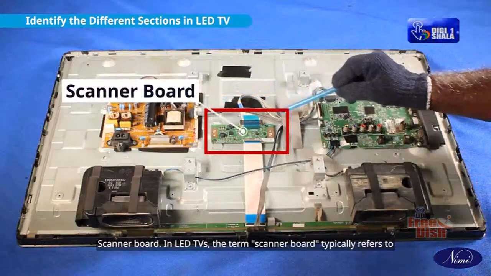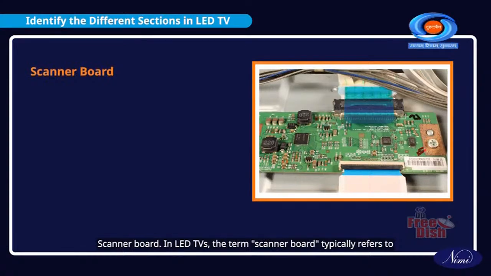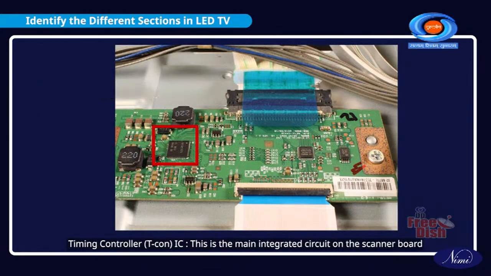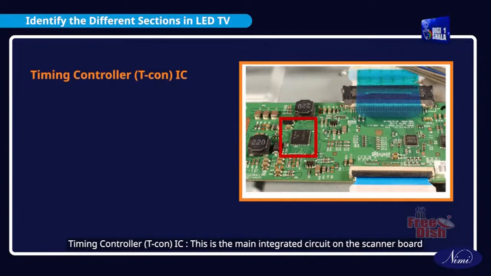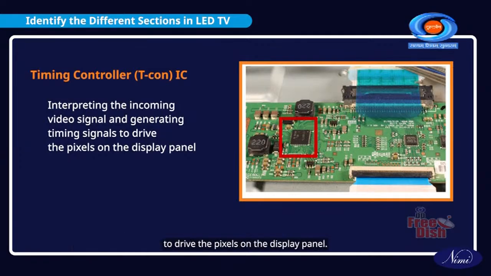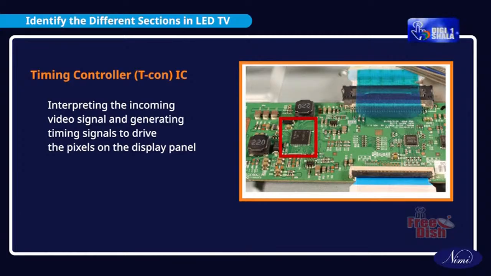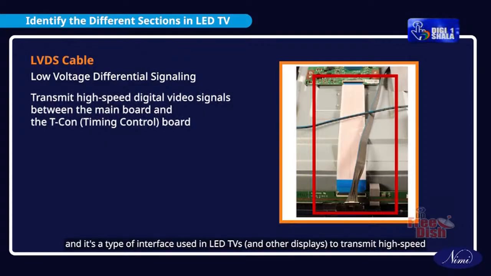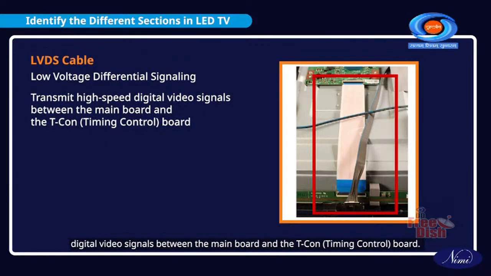Scanner board. In LED TVs, the term scanner board typically refers to the T-con board, timing control board, also known as the timing controller. Timing controller T-con IC. This is the main integrated circuit on the scanner board responsible for interpreting the incoming video signal and generating timing signals to drive the pixels on the display panel. LVDS cable. LVDS stands for Low Voltage Differential Signaling, and it is a type of interface used in LED TVs and other displays to transmit high-speed digital video signals between the main board and the T-con timing control board.